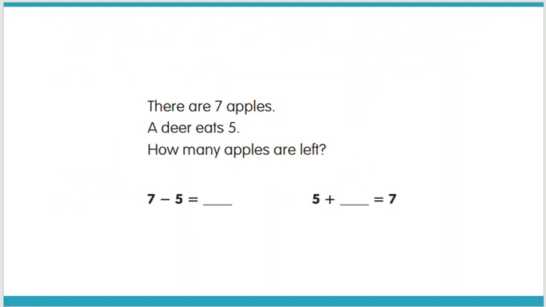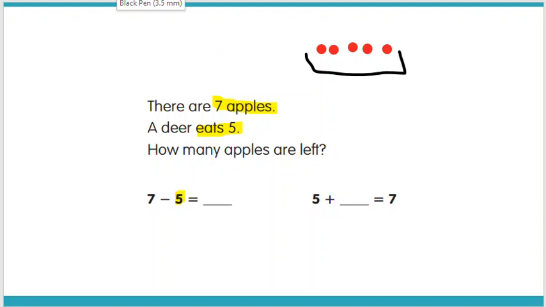All right, let's do this one. There are 7 apples. A deer eats 5. So, ooh, a deer eats 5 of those apples. So let's go ahead and get our apples out here. So we know that 7 minus 5 equals, I'm going to get my 5 apples here. 1, 2, 3, 4, 5. So there's my group of 5. Remember, I start with that smaller number first, which is 5. And I'm going to count on to 7. So I'm going to see how many apples are left.